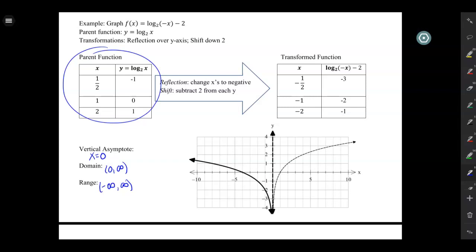Then you'll see the graph that I have graphed here. I made a computer program graph it for me. But you'll see on the right side in a dotted line, the parent function of log base 2 of x. And then on the left side, you'll see that same graph, but it's reflected over the y-axis. So it's kind of flipped over left to right. And then it's shifted down 2. So the whole graph is just shifted down 2.